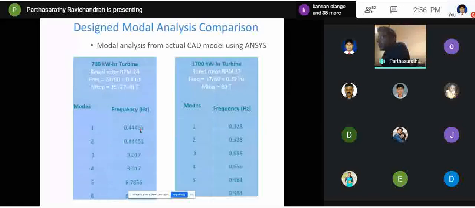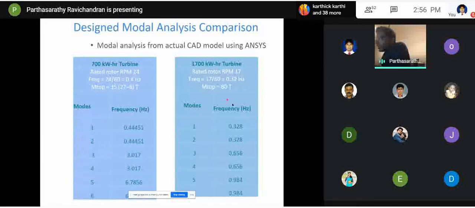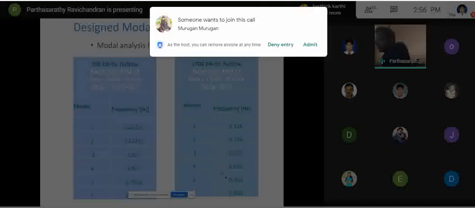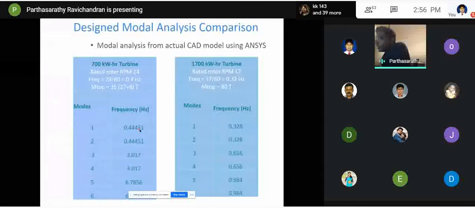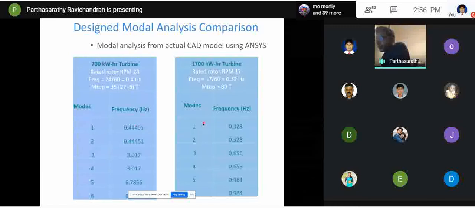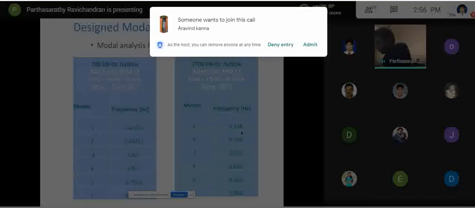The table on the right is a 1.7 megawatt turbine having different kinds of frequencies, as you could see. Here, the same three-bladed rotor, but the mass is completely changed. There, it was 27 tons on the top. Here, it was about 80 tons on the top. So that's the difference. And you could see the frequency at 0.3 hertz. So it would come around a rotor RPM of about 17 to 18 RPM.